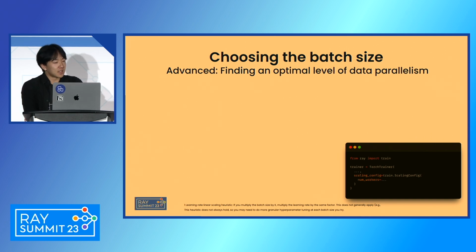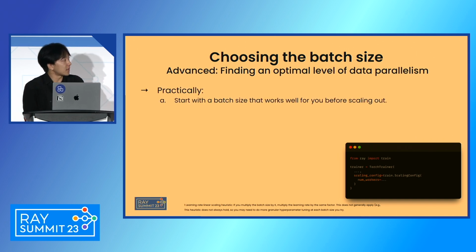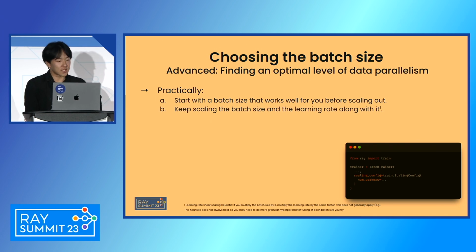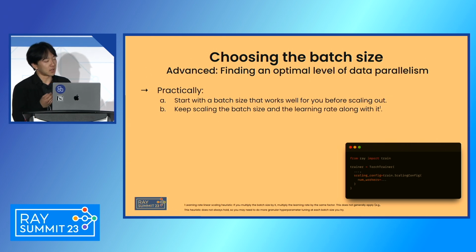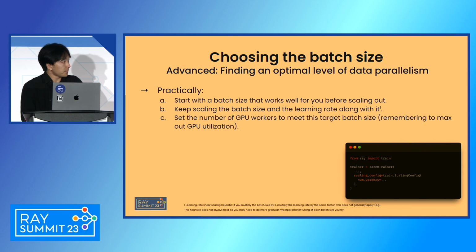Okay, so practically, what does this look like? We can start with a batch size that works well before you start scaling out. Then we'll keep scaling out the batch size and possibly the learning rate along with that. This is based on a linear scaling learning rate heuristic, where if you increase your batch size, you want to increase the learning rate because you have a better estimate of the gradient, so you can take a larger step. This is also not a general rule, just something that you can start out with.